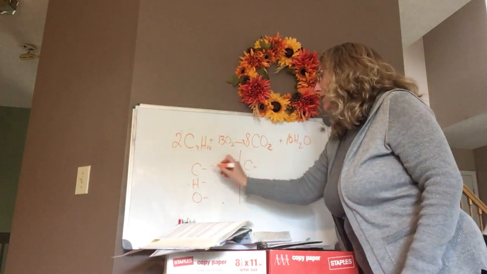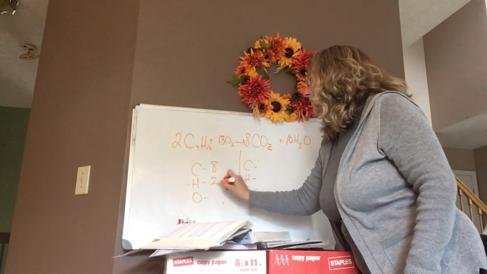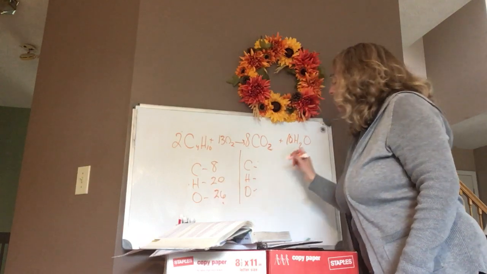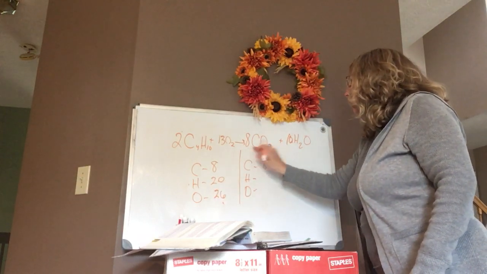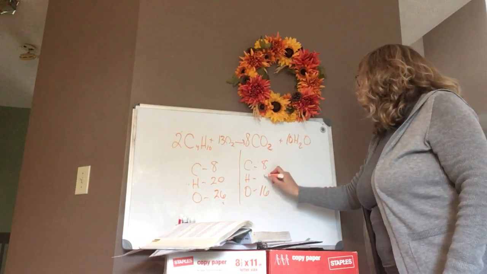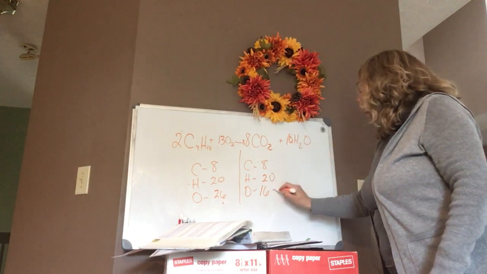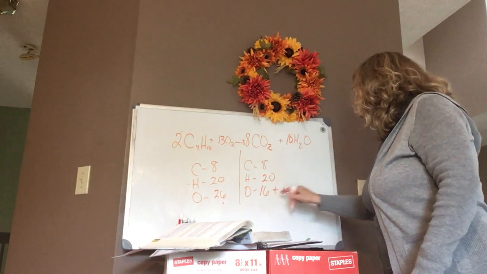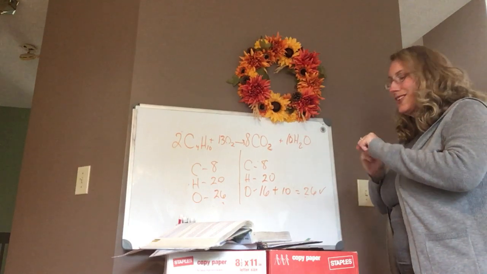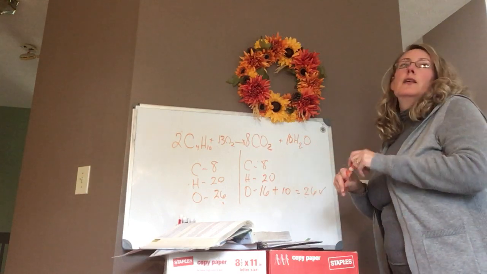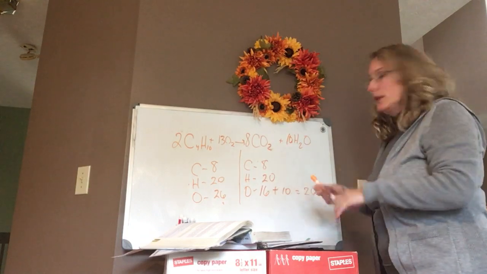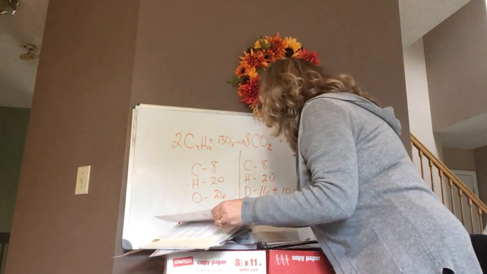How many carbons do I have? 8. How many hydrogens? 20. How many oxygens? 26, right? How many carbons? How many oxygens? Remember, it goes into two places, so there's 16 there. How many hydrogens? How many oxygens? Plus 10, and 16 and 10 better be 26. Check, check. Okay? So like I said, I hate fractions, but when you get an odd number on one side and an even number of a homonuclear diatomic, well, gotta do something to get rid of it.